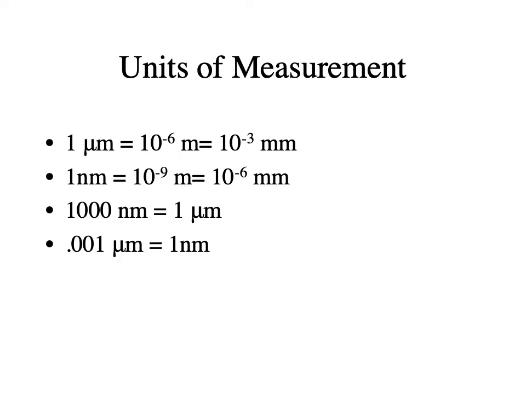We can visualize 10 to the negative 6 meters and 10 to the negative 3rd millimeters with our Brightfield compound microscopes that we have in the Mount Hood Community College lab. We can visualize down to this level. Electron microscopes can see at the nanometer level. That's 10 to the negative 9th meter and 10 to the negative 6 millimeter. That's what you need to know for units of measurement involving microscopes.